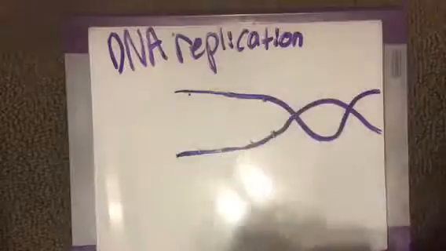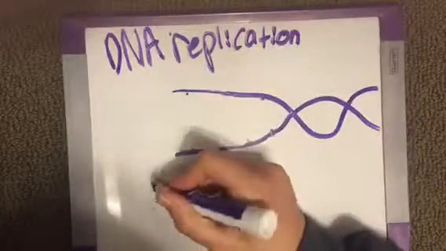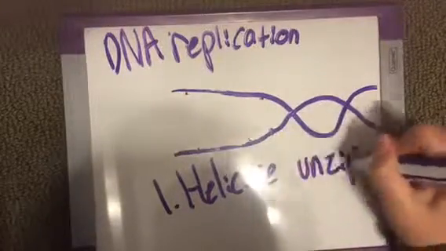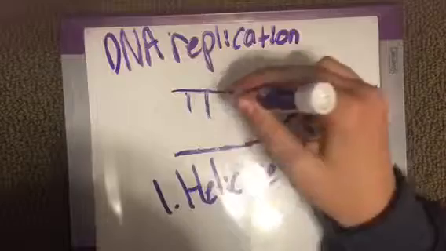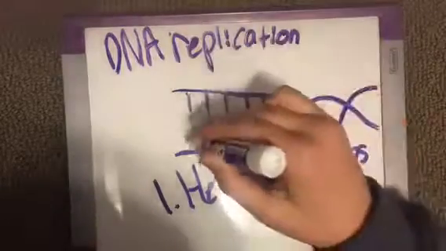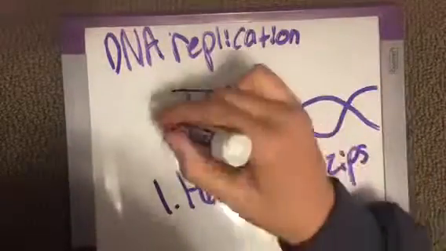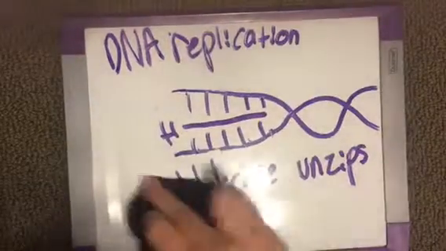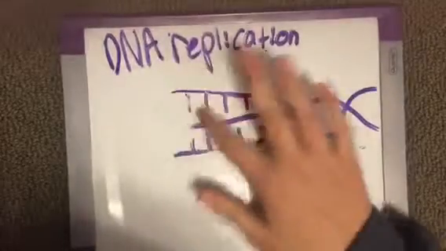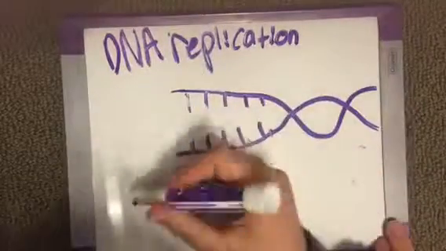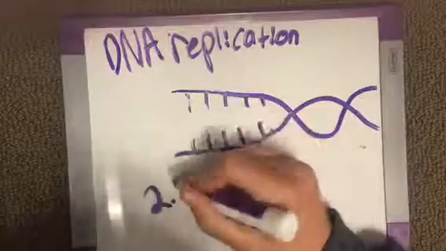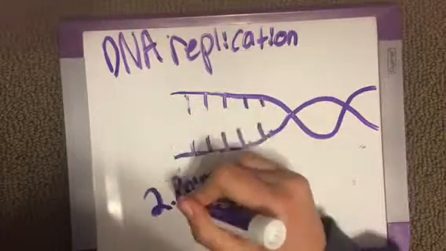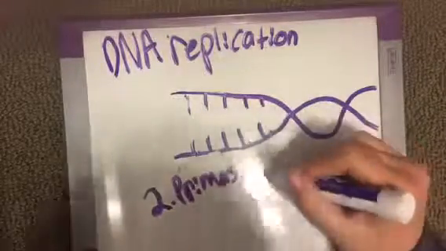DNA replication. Step 1. Helicase unzips the DNA from the origin, and the bases now serve as template strands. Step 2. Primase, which is a small piece of RNA, serves as a primer, so later the DNA polymerase can add the new nucleotides.